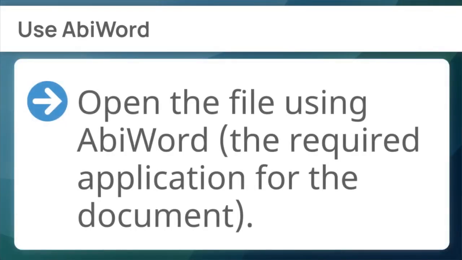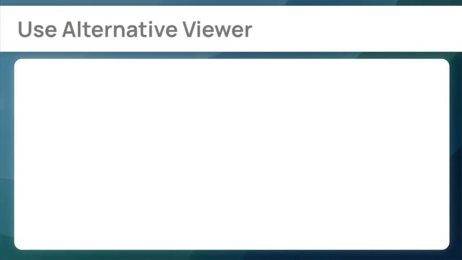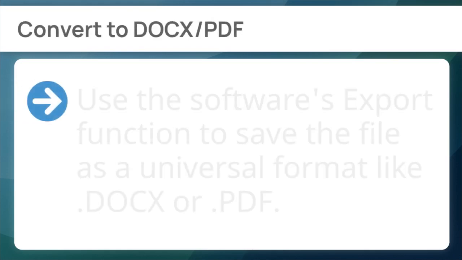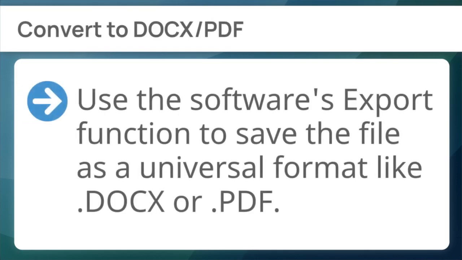Open the file using AbiWord, the required application for the document. Next, use Alternative Viewer. Open the file using Microsoft Word or LibreOffice Writer. Finally, convert to Docs PDF. Use the software's export function to save the file as a universal format like .docs or PDF.